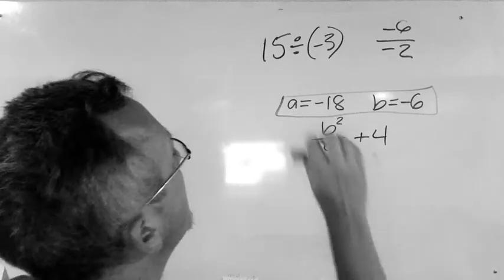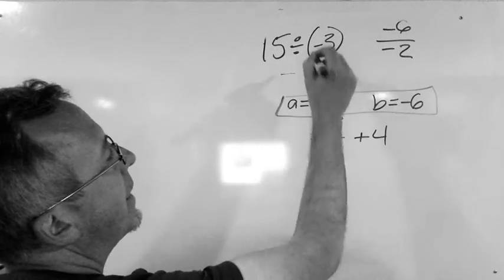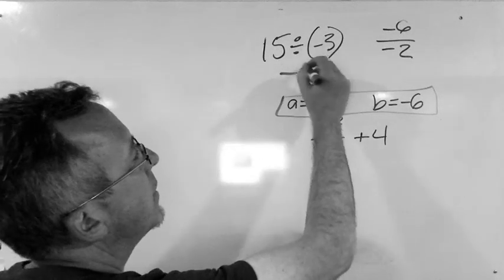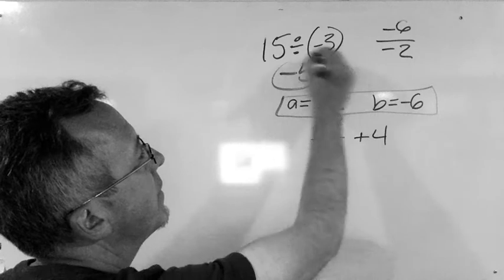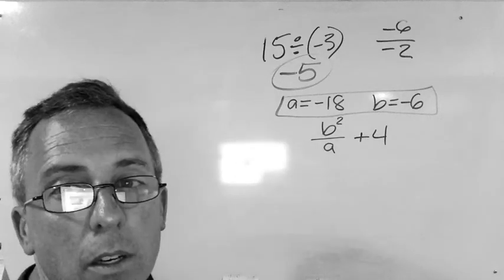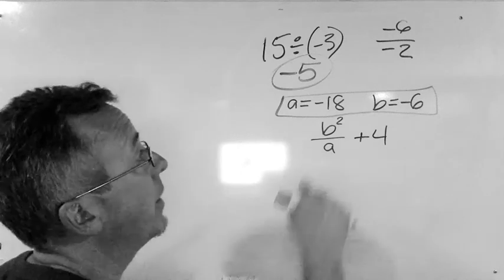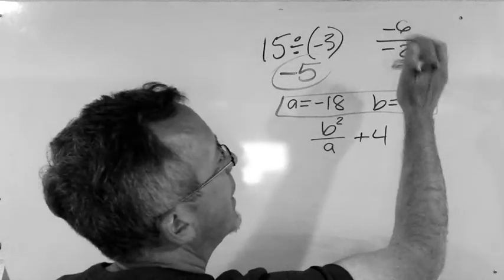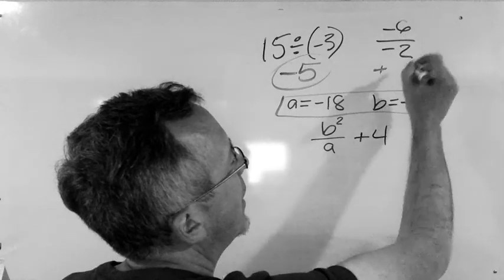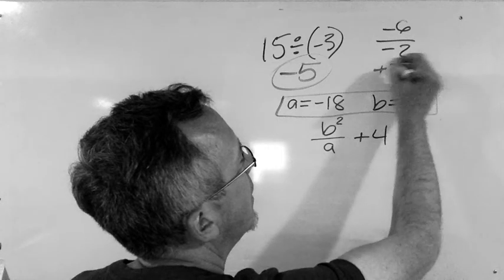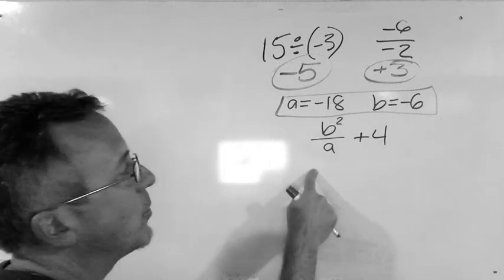All right, so here we go. Positive divided by negative is negative. 15 divided by 3, 5. Answer is negative 5. Check your work. Mark it wrong if you're wrong. Put a big smiley face if you're right. Negative divided by negative is positive. 6 divided by 2 is 3. Answer is positive 3. Last one.